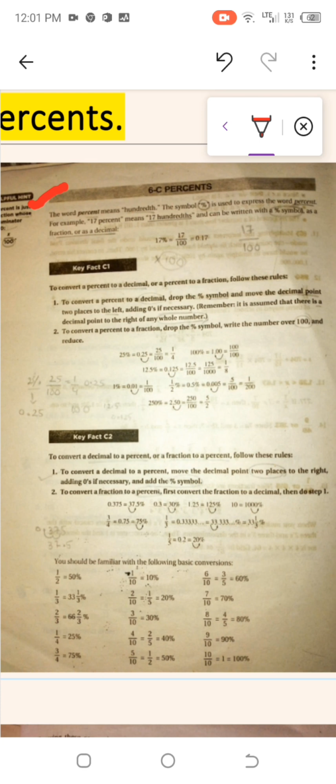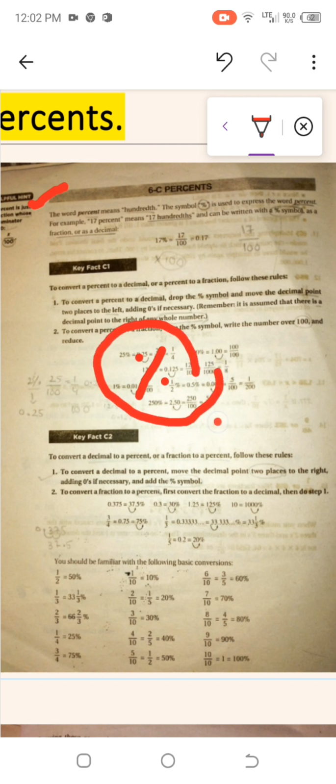The symbol for the percentage that we use is %. After that it is used to express the word percent. For example, this symbol is used to express the percent. So the word percent basically means hundredth. Percent basically means hundredth.